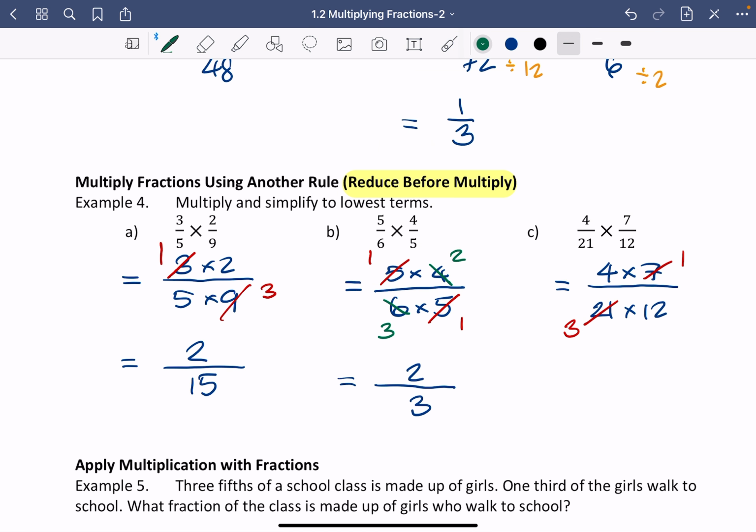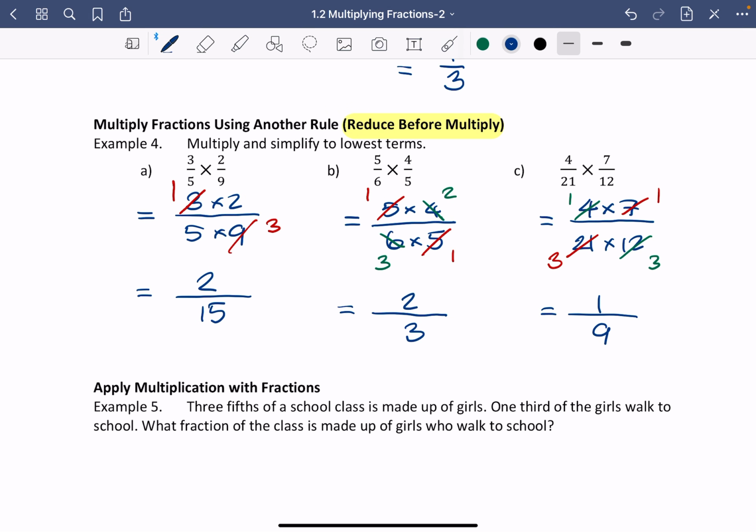And then 4 and 12, they also have a common factor of 4. 4 divided by 4 is equal to 1. 12 divided by 4 is equal to 3. So now what's left on top is 1 times 1, which is 1. And on the bottom, we have 3 times 3, which is 9. So the answer for the last question is 1/9.